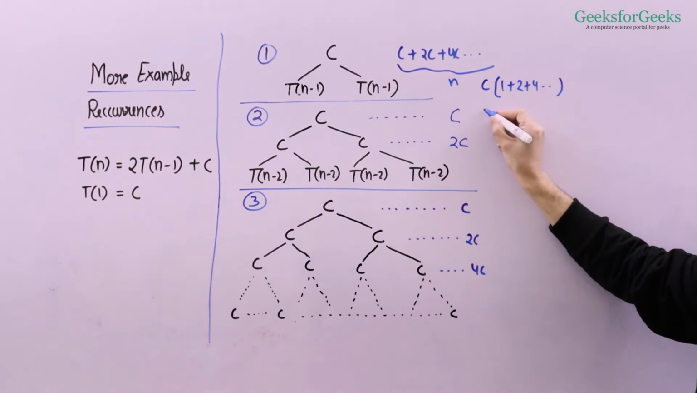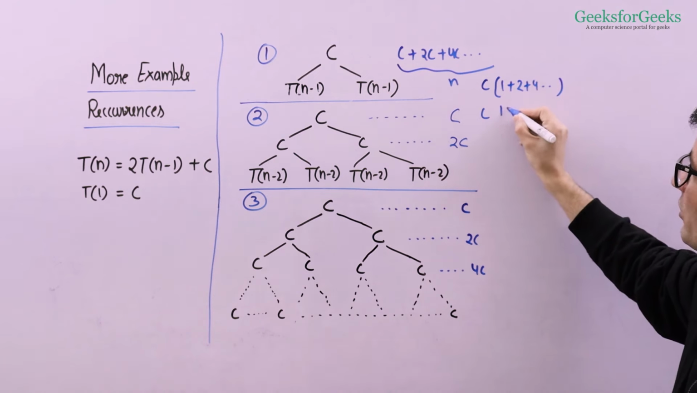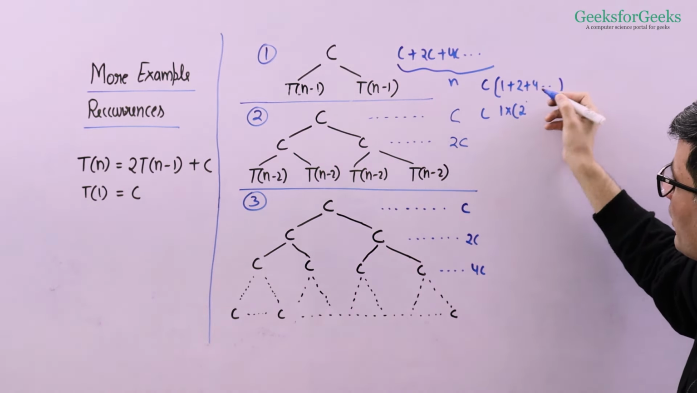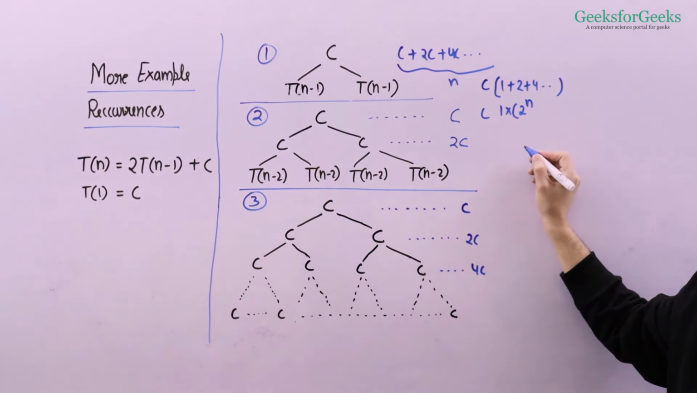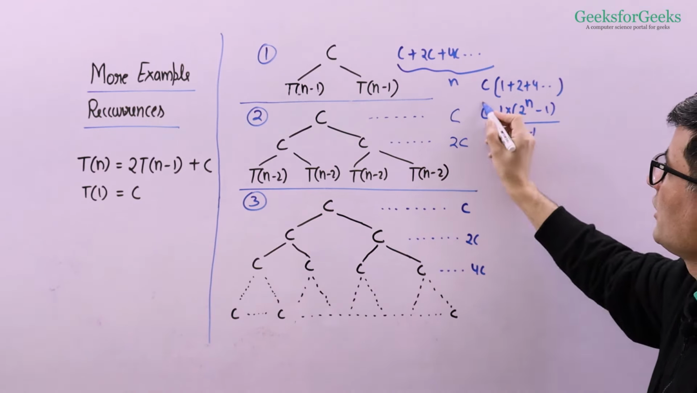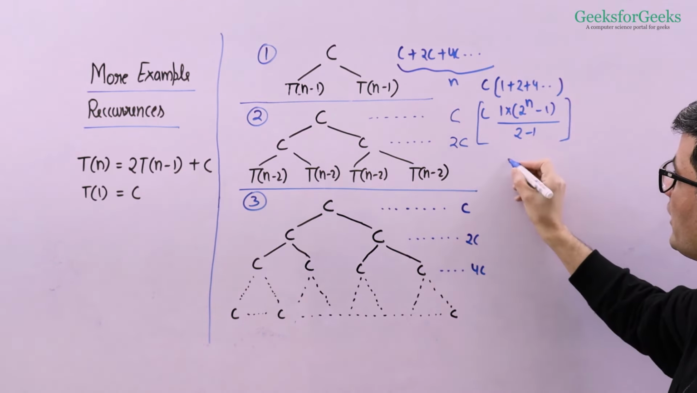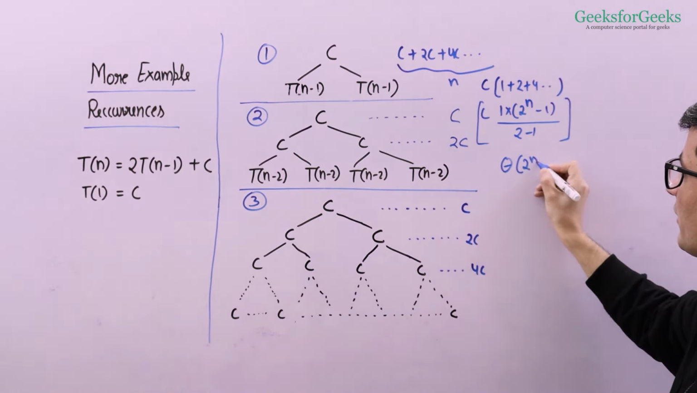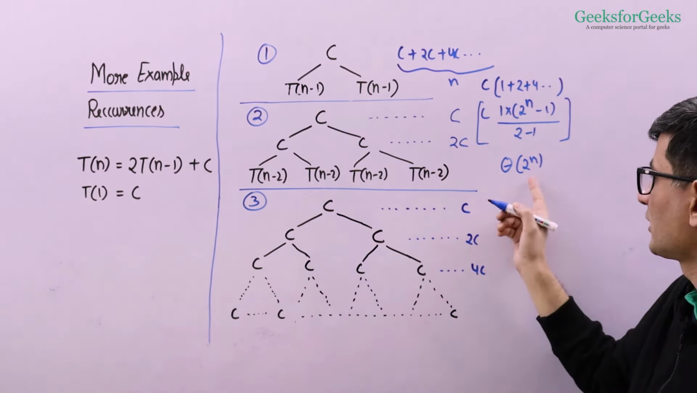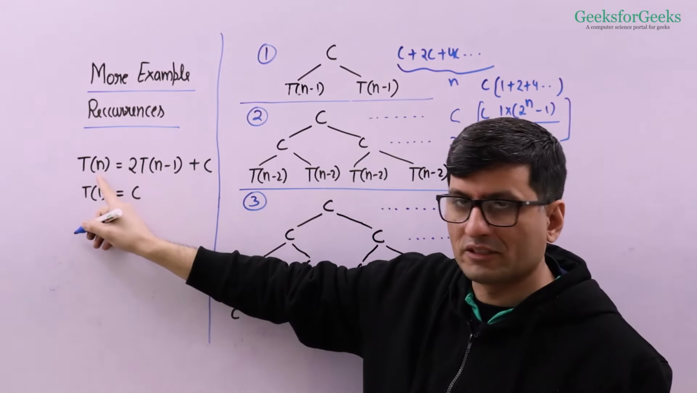The formula for the geometric series is a into r raised to the power n minus 1, divided by r minus 1. So here it is 2 raised to the power n, where r is the common ratio, minus 1, divided by 2 minus 1. So this is the value we get, and this is clearly theta of 2 raised to the power n, right? The rest of the things are constant, and that's the value of this expression, and that's the value of Tn.